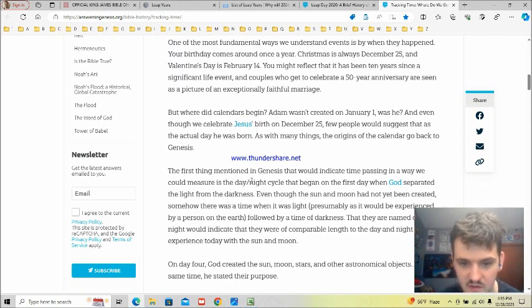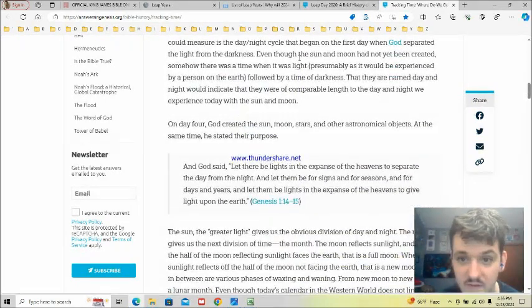We could measure a day, a morning and night cycle, which began on the first day when God separated the light from the darkness. Even though the sun and moon would not have been created, somehow there was a time when it was light, possibly experienced by a person on the earth, followed by a time of darkness, and they are named day and night. The length of the day and night is experienced with the sun and moon. On the fourth day God created the sun and moon and stars at the same time, and stated their purpose.